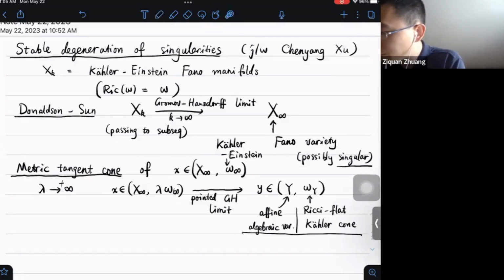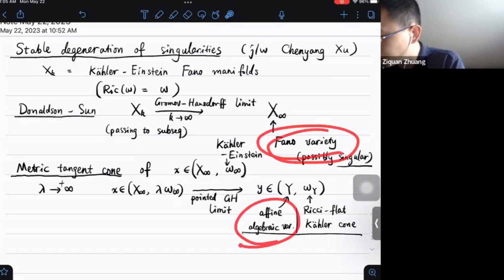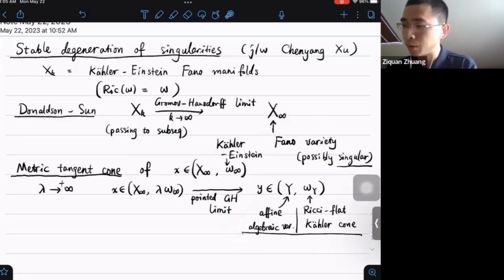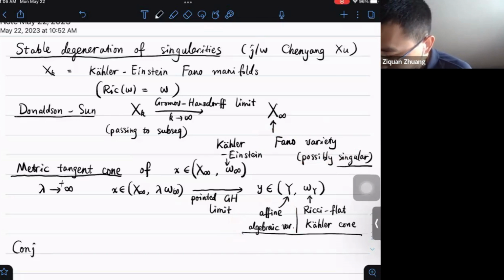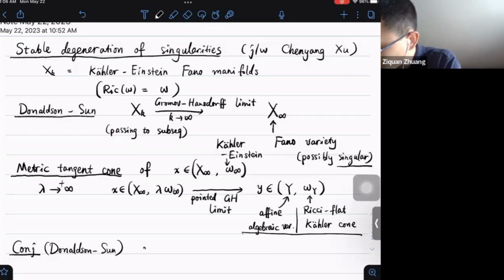And because of this ubiquity of these algebraic structures throughout this limit procedure, that led Donaldson and Sun to conjecture that, okay, maybe there should be some algebraic geometric understanding, interpretation of this process. So in particular, one of their conjectures is that, okay, let me fix the setting. So let's say X infinity is the Gromov-Hausdorff limit of these Kähler-Einstein Fano manifolds.